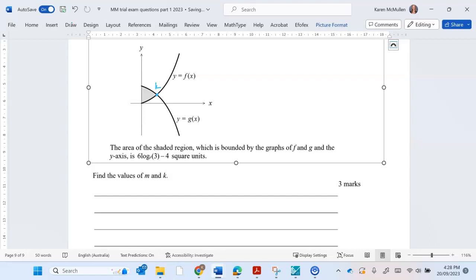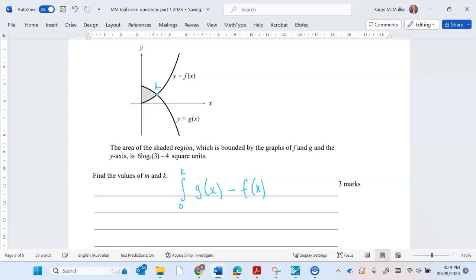All right, so setting up our definite integral, we're going from 0 to k, when k was defined, calculated before, but in terms of m, so we're going to just leave it like that for now. All right, g of x is on top, minus f of x is on the bottom, dx, don't forget your dx.